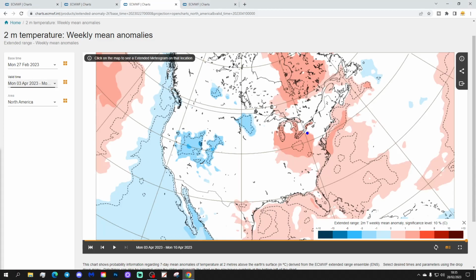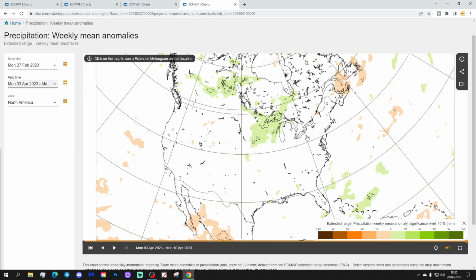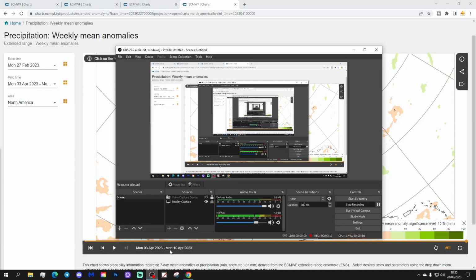Temperatures going a little bit milder in the east and the northeast through the Midwest in week 6. Colder out to the west. And lastly, precipitation for week 6 looks like that. And again, not much of a signal to be gleaned.